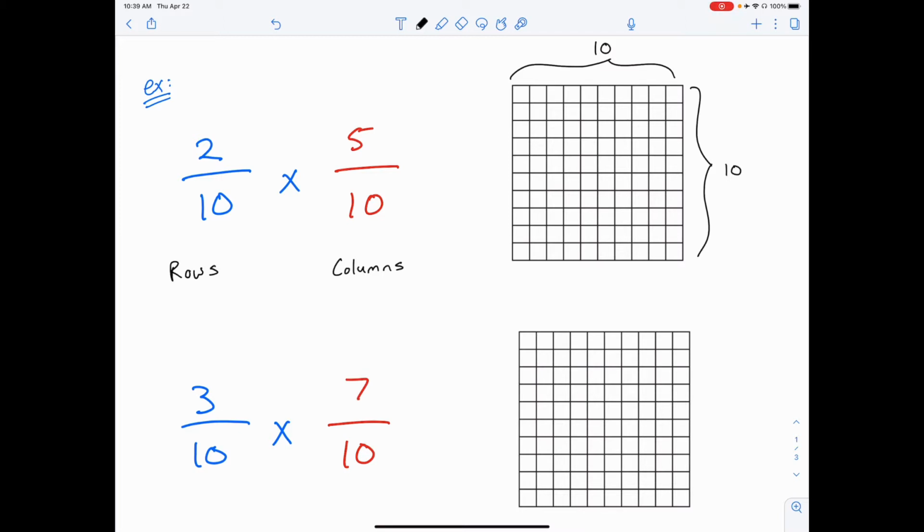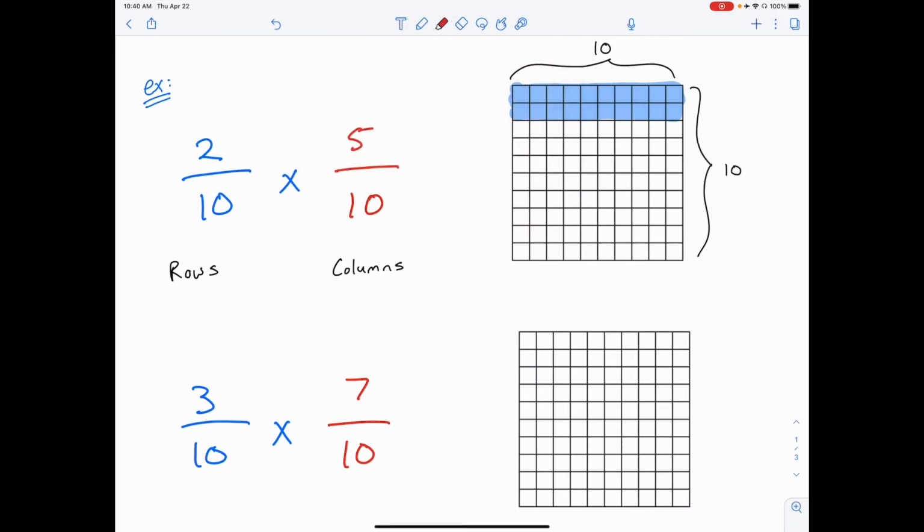So here, the rows tell us to color in 2 out of the 10 rows. As you can see here on the side, we have 10 by 10 graphs, so we know that in total there are 100 little squares. So 2 out of 10 tells us to color in 2 out of the 10 rows. So in blue, we're going to color in 2 of those rows as best as we can.